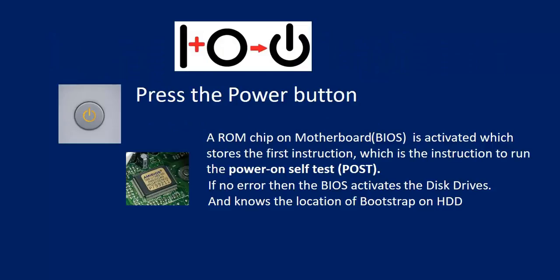If there is no error, the BIOS activates the disk drivers, because first of all we will need the disk drivers to access the hard disk, because our operating system is on the hard disk, and BIOS knows the location of the bootstrap on the hard disk. So what is bootstrap? Bootstrap is the first instruction of our operating system. Any operating system starts from the bootstrap. So bootstrap is a piece of code, or program, which is stored in the hard disk.